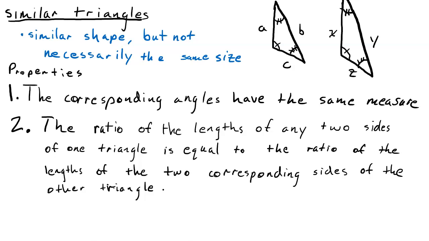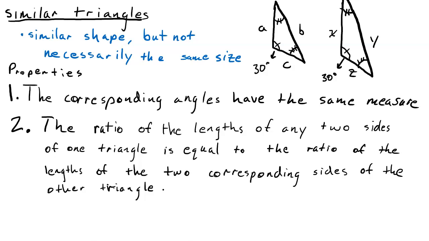So you'll see there's one angle with one tick mark, one angle with two, and that just means that those angles are the same measure. So for example, if the angle with one tick mark right here was something like 30 degrees, then that means automatically this angle right here is also 30 degrees. And that's good because that sets up the second property. And the second property is that the ratio of lengths of any two sides of one triangle is equal to the ratio of lengths of the two corresponding sides of the other triangle.